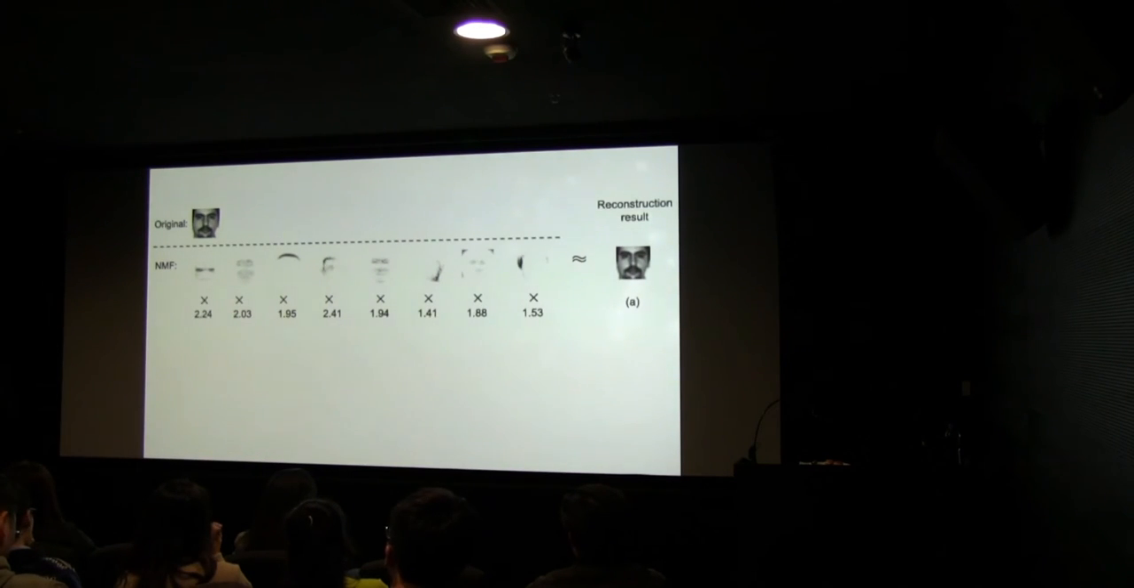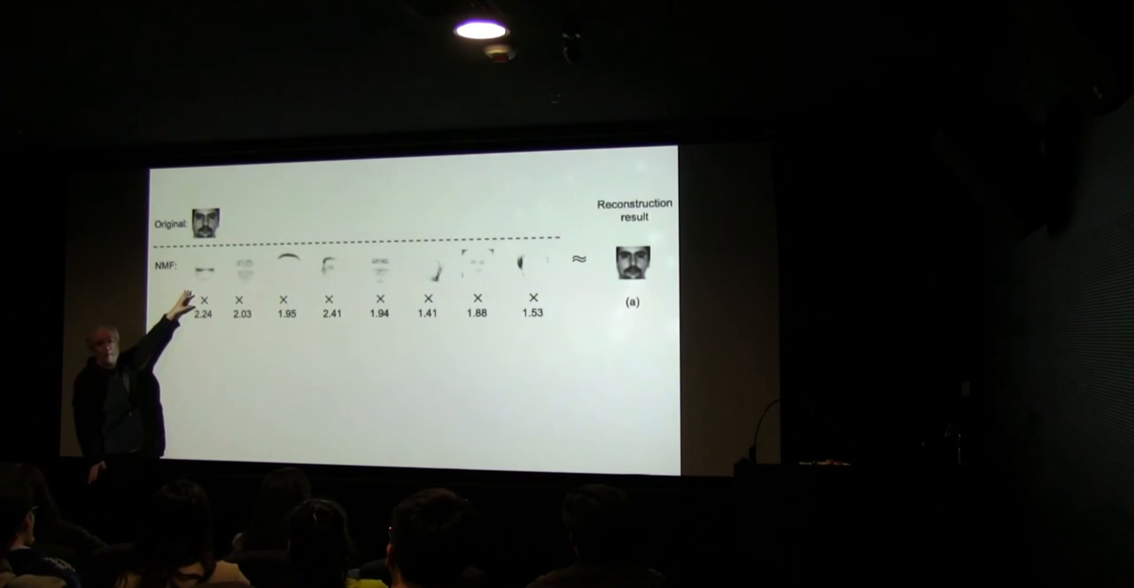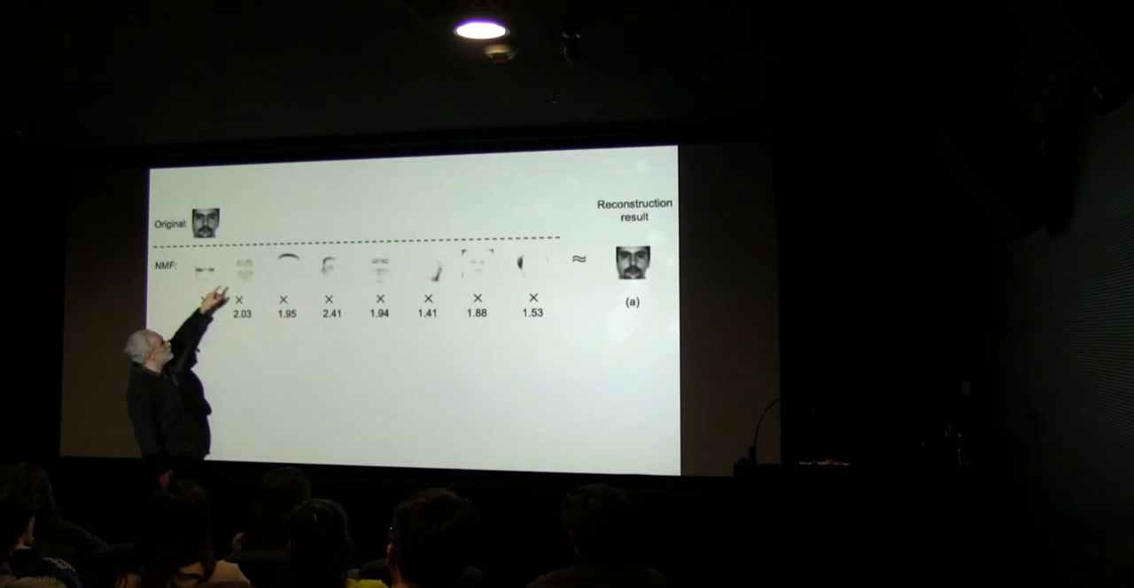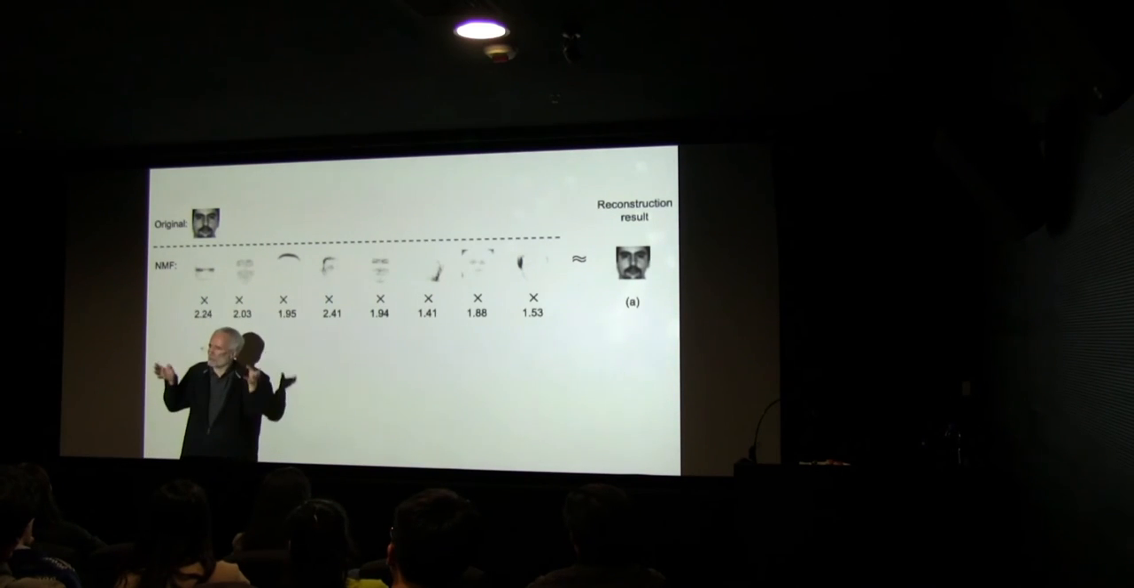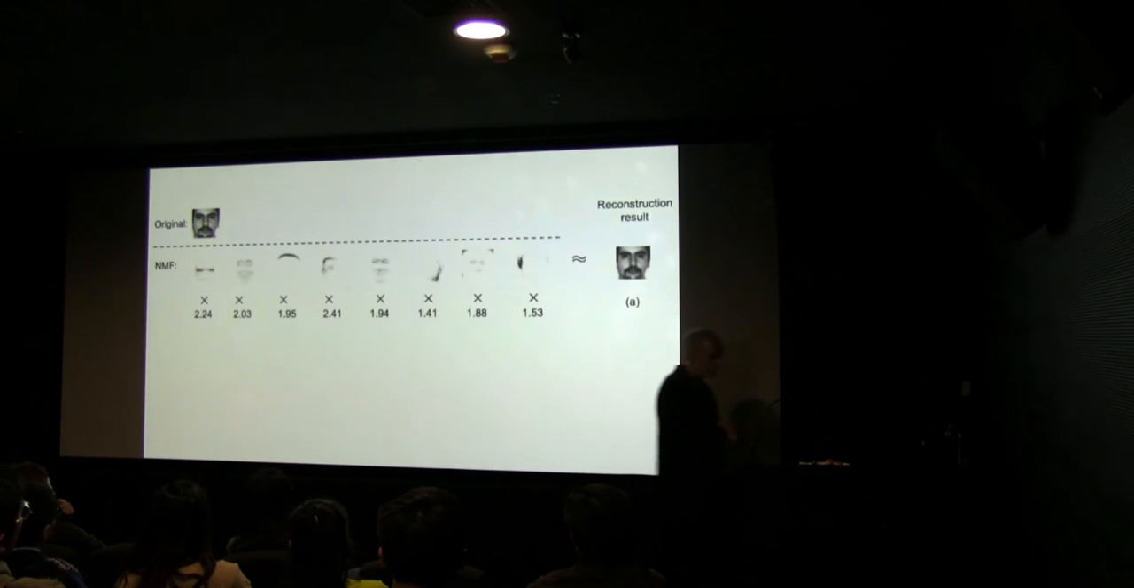This method, in a way, is more interesting than the method I was using because it creates a dictionary, and the dictionary is quite special. It looks like every element in the dictionary is like a part of the face, right? Some looks like the forehead, some like the eyes. So this method is able to find parts in the data.